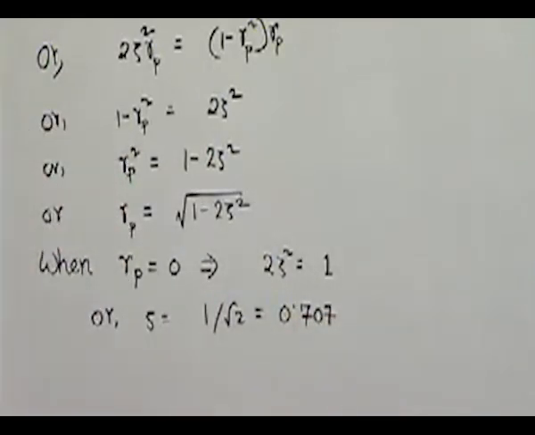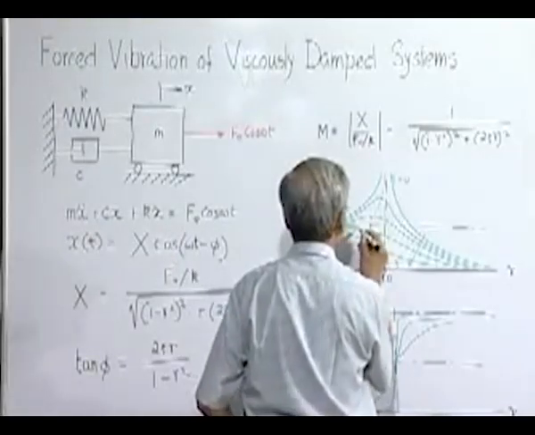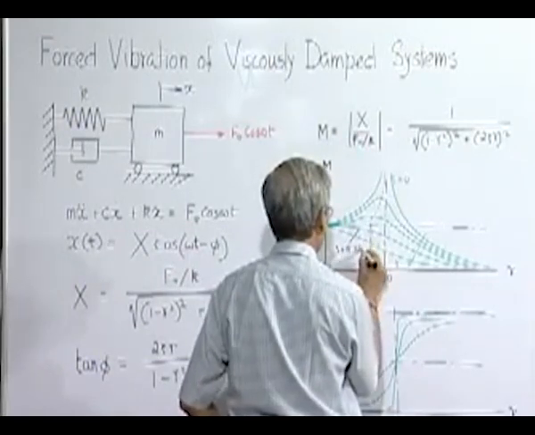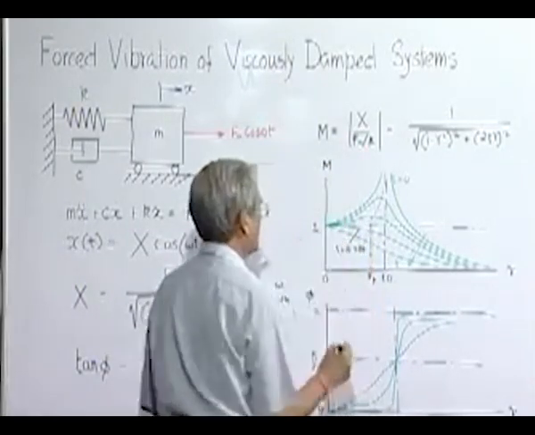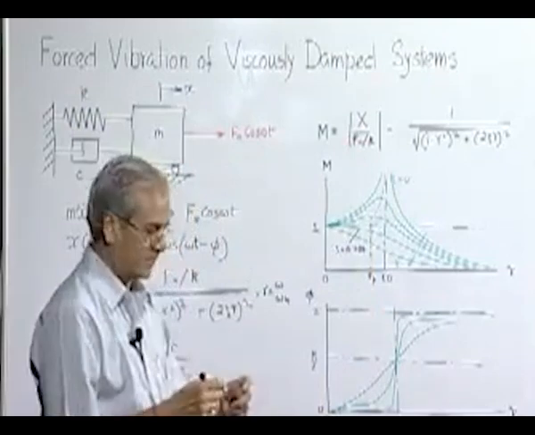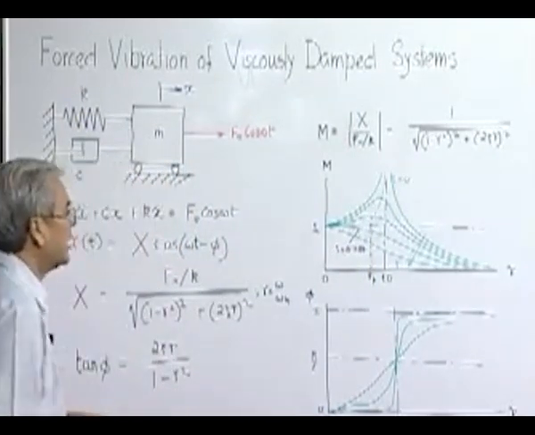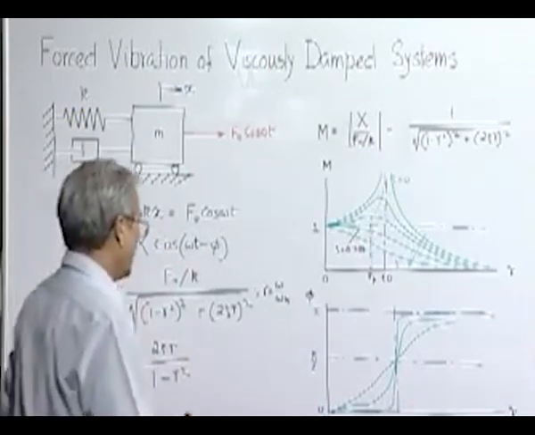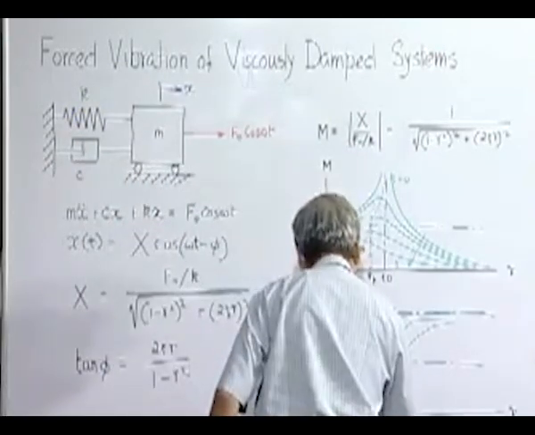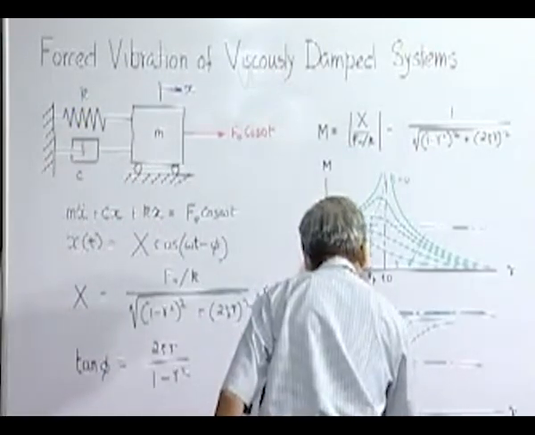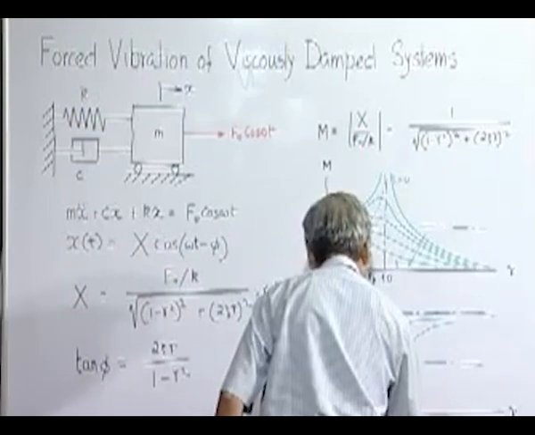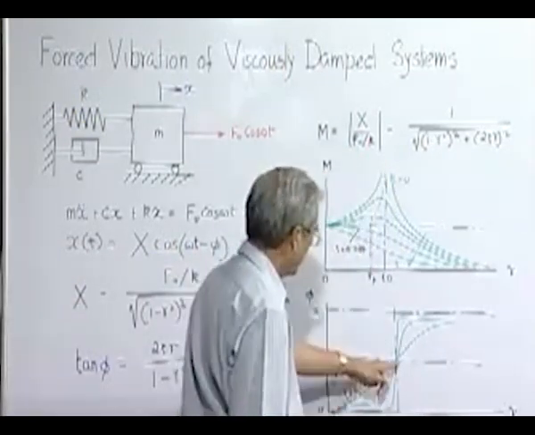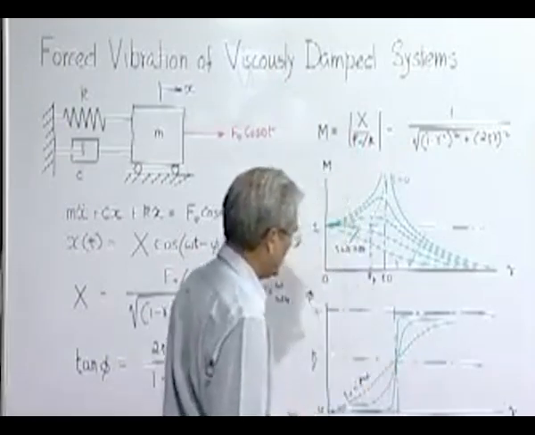So, with this damping factor, the peak is here itself. Significance of this or use of this we will find at a later time. Here also you will find that for zeta is equal to 0.707, you will find that it will be almost a straight line for a large part of its range.